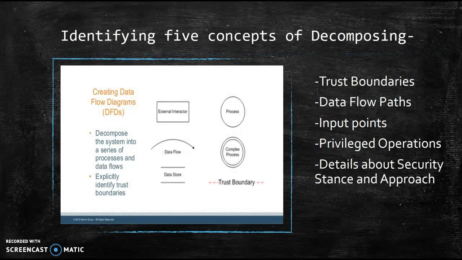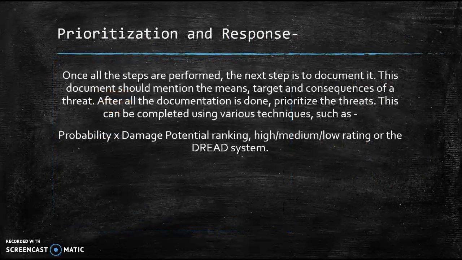Now, there are five concepts of decomposing, which are trust boundaries, data flow paths, input points, privileged operation, details about security stance, and the approach. The last step in this process is prioritization and the response.